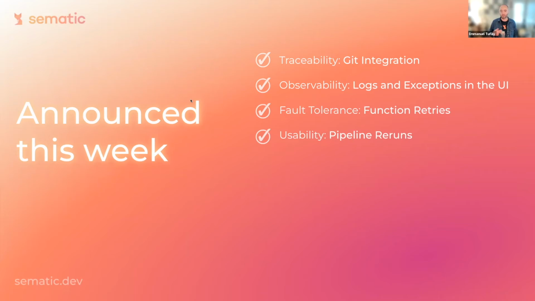We added improvements around fault tolerance. As I mentioned, your pipeline is going to fail due to many potential issues. It's important that your steps are able to retry themselves automatically. And finally, we added a layer of usability with those pipeline reruns. Now I'm going to go into the demo.